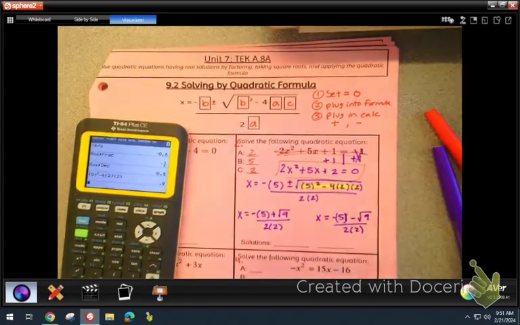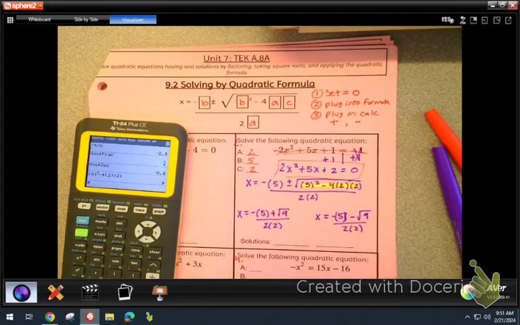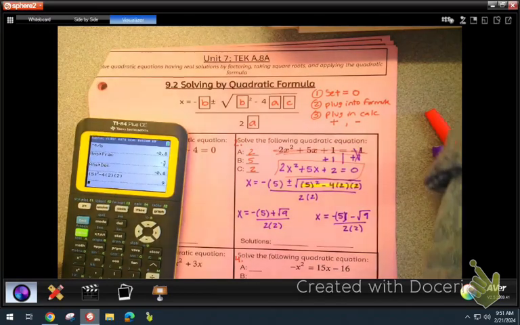Does the 5 have to be squared? This 5 does. When you do the part under the square root, that's squared. But that one is not. There's 2 of them. Okay, plug those in. Get your solution.